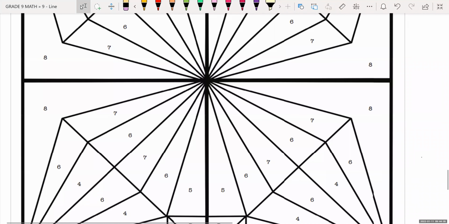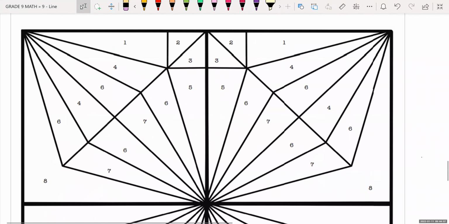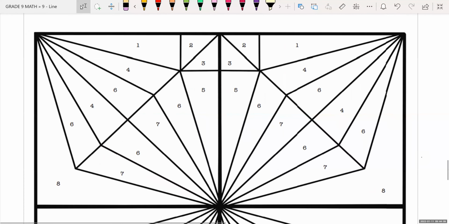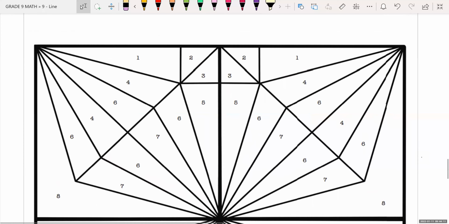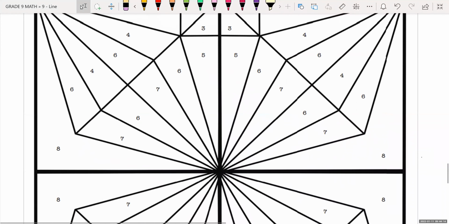Because you know what? What's more enjoyable and a better mental health activity than coloring? Am I right? I can't remember if it was this class like coloring. I think it's my grade 10. You guys don't mind coloring, right?